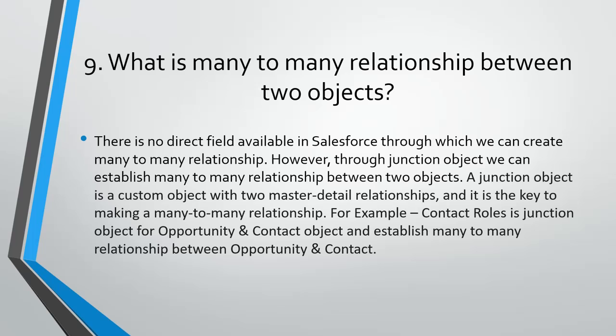What is many-to-many relationship field in two objects? There is no direct field available in Salesforce through which we can create many-to-many relationship. However, through junction object, we can establish many-to-many relationship between two objects. A junction object is a custom object with two master detail relationships, and it is the key to making many-to-many relationship. For example, contact roles is a junction object between opportunity object and contact object, and that establishes many-to-many relationship between opportunity and contact.